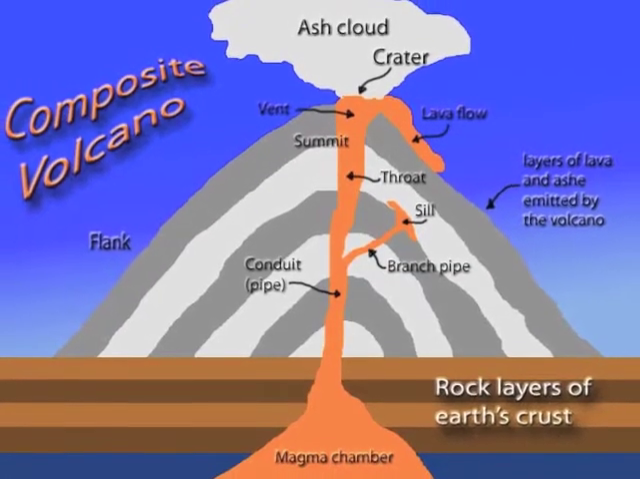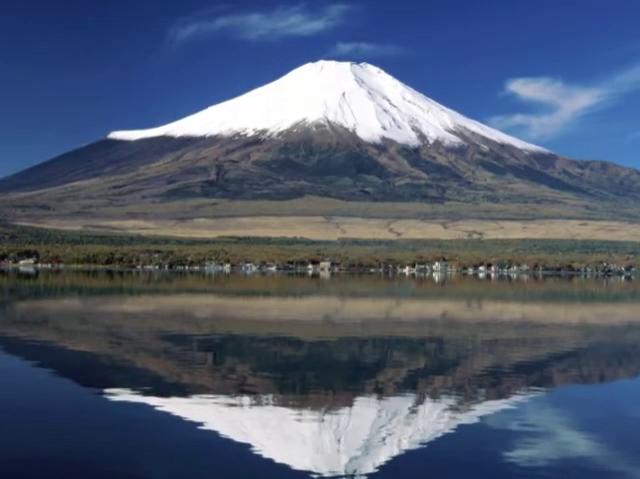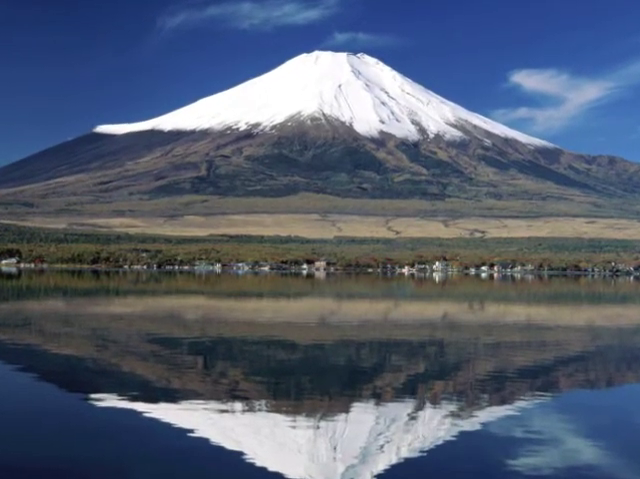Okay? Now, there are 3 types of volcano, and you need to know the 3 types. You have to know them very well, because they will come up in your exam. You need to know them. The first one is a composite volcano. Examples include Mount Fuji in Japan and Mount Etna in Italy.